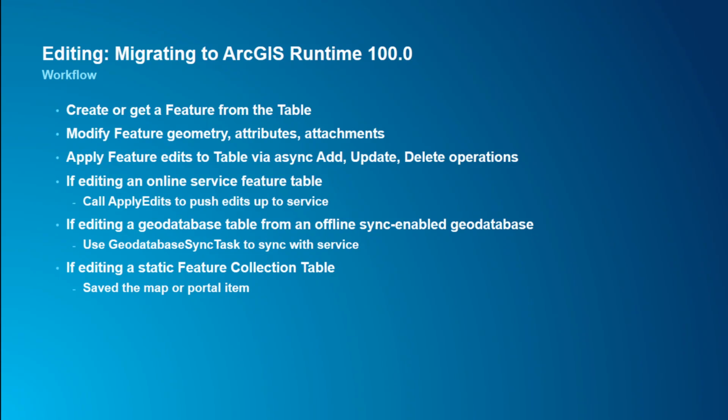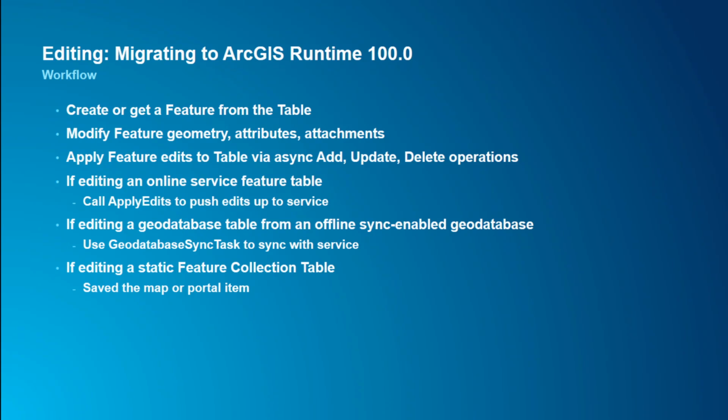So what's the workflow when you're editing content within ArcGIS Runtime 100? Well, you work with feature tables, whether it's a feature collection table, or it's a service feature table, or it's a geodatabase feature table. You ask that table to create a feature based on the schema, or you get a feature from the table. You make edits to that feature, so maybe you modify the geometry, the attributes, or the attachment, and then you apply those edits back on the table via the asynchronous add, update, delete operations.